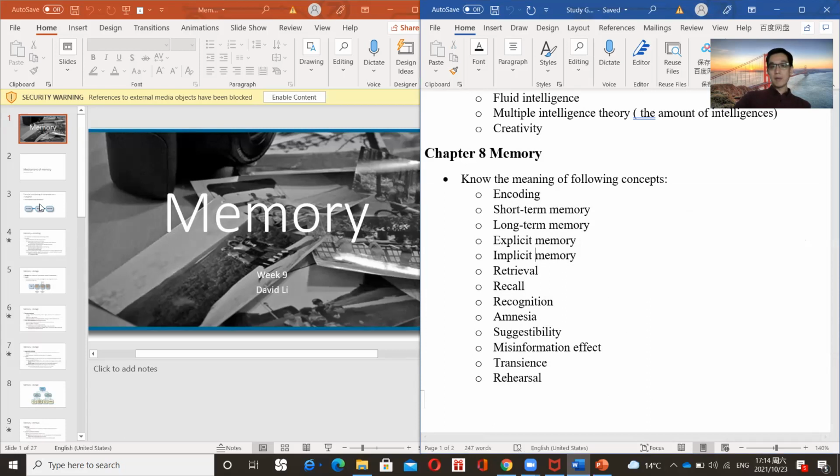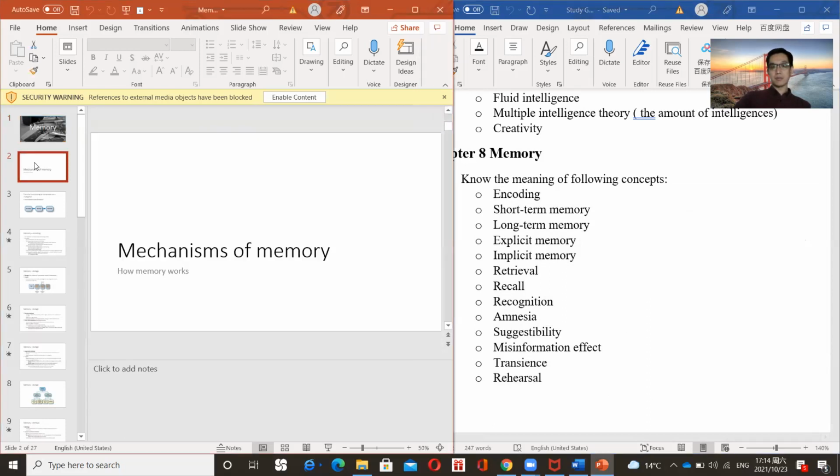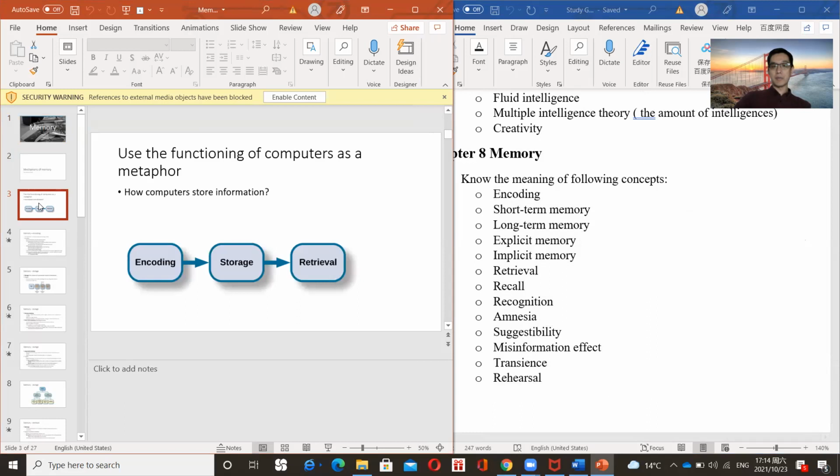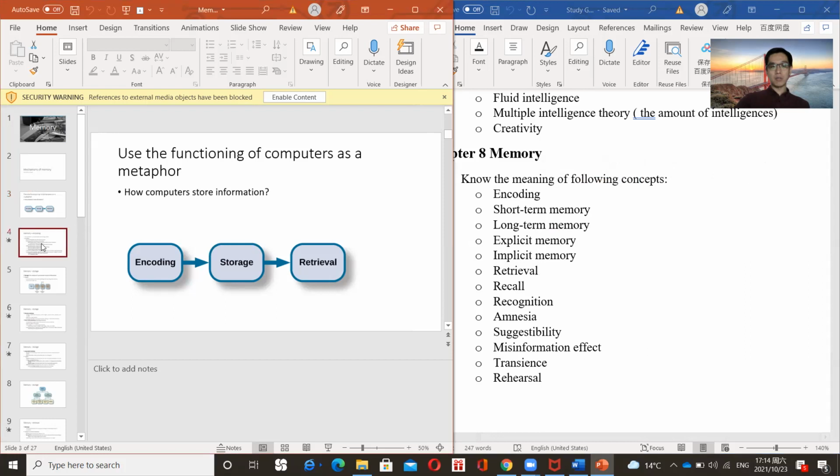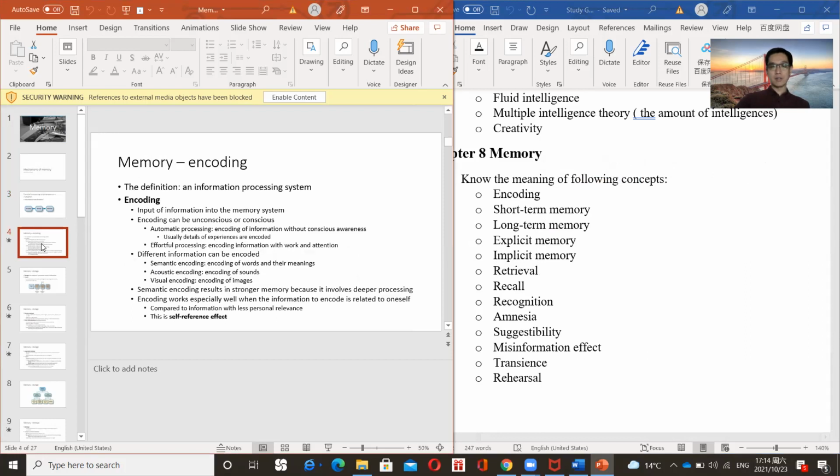For memory, it's a system that can store information. And there are 3 steps in the memory system. The first step is encoding, which is about this one. The second one is storage. And the third step is retrieval. So encoding, we need to know the meaning of what encoding is.